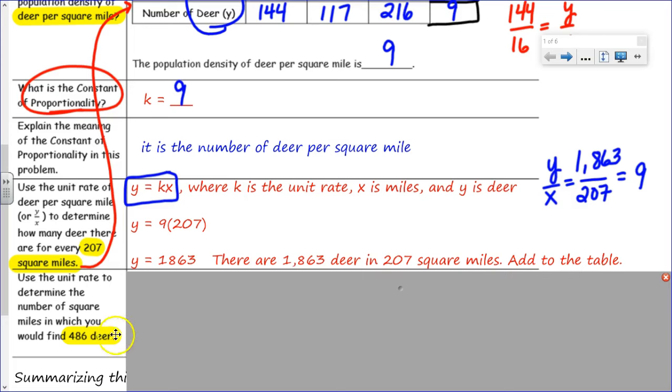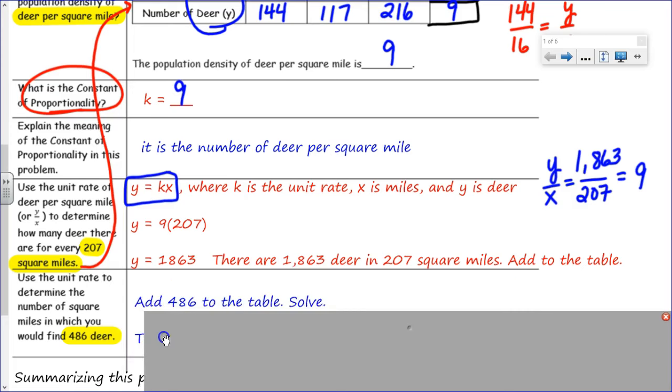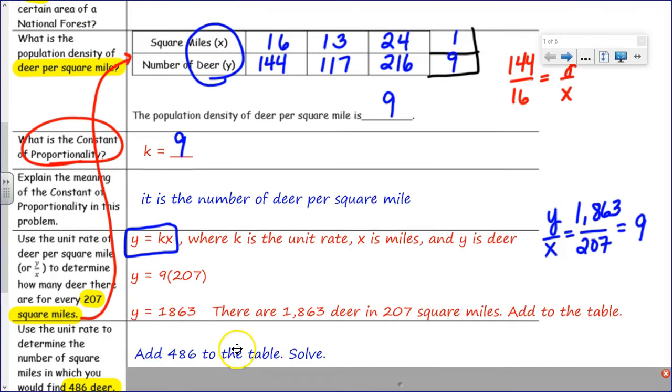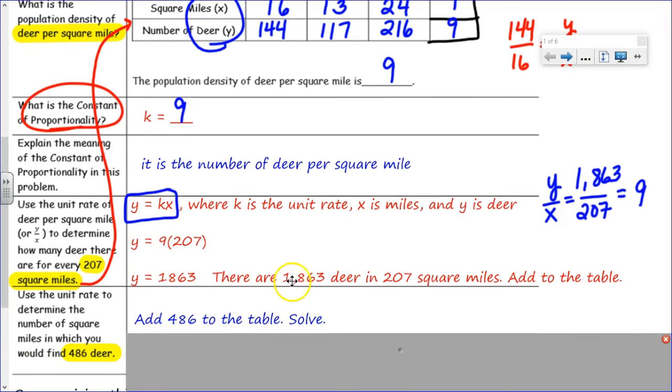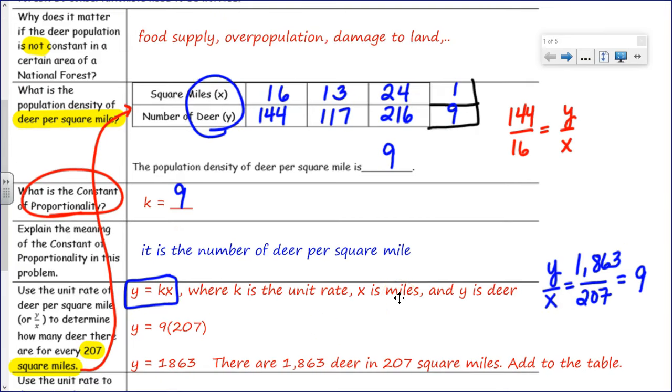Okay, now what if we want to know how many square miles you would find in which you would find 486 deer? Let's add 486 to the table. Now, is 486 the x or the y? It's the deer, so it's the y. So we're going to even extend our table just a little bit more. And we're going to put 486 in for the deer.